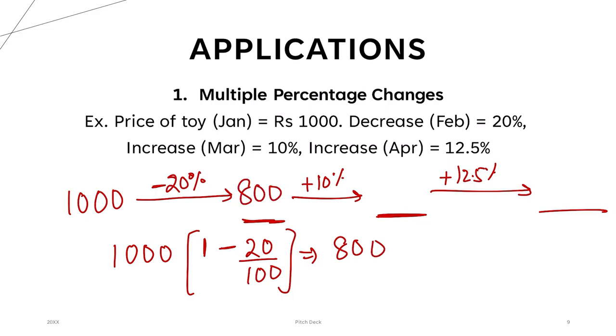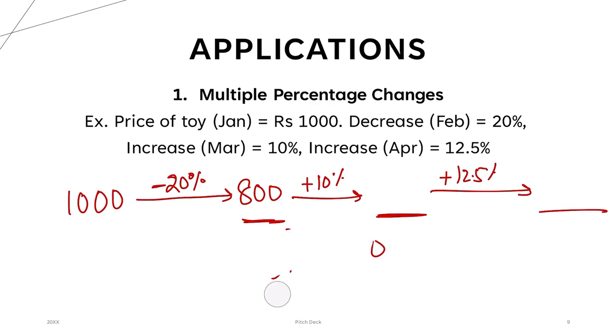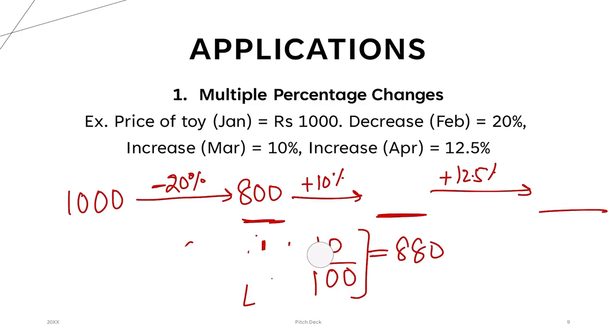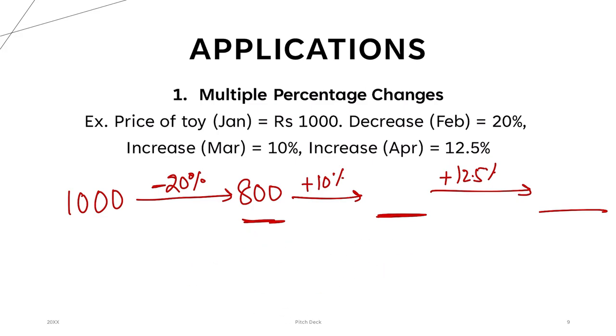Now then second month the initial value is 800. 1, what is it, plus or minus? Plus, because it is increasing, 10 by 100. So if you do the calculation, 800 into 1.1, it will give you 880. 880 is the price after 2 months.